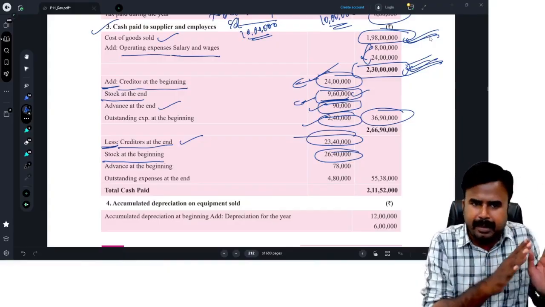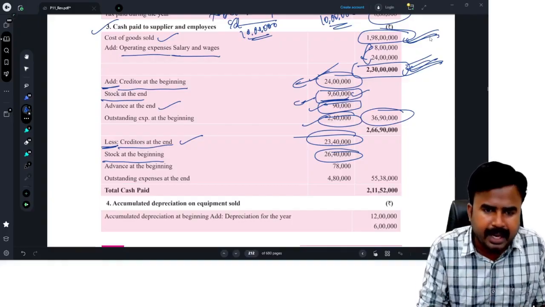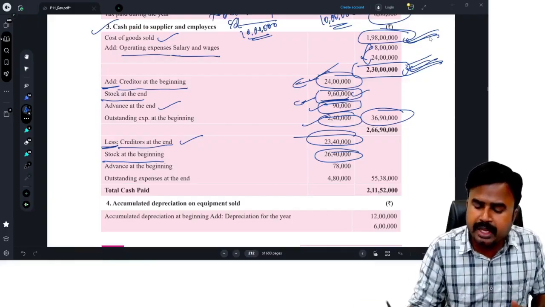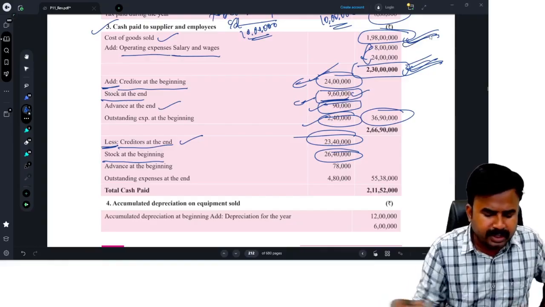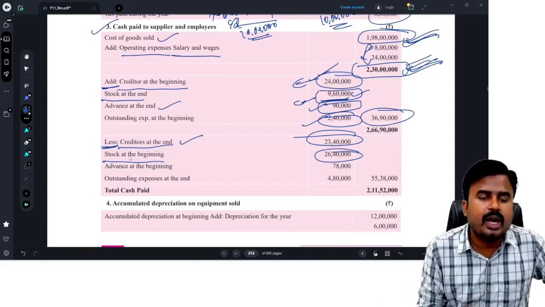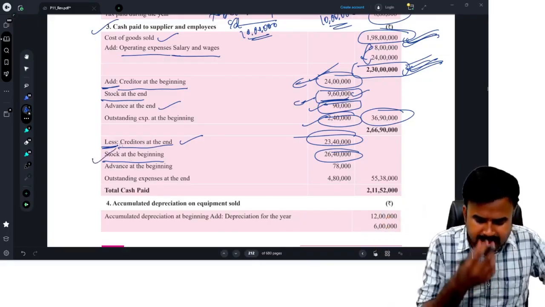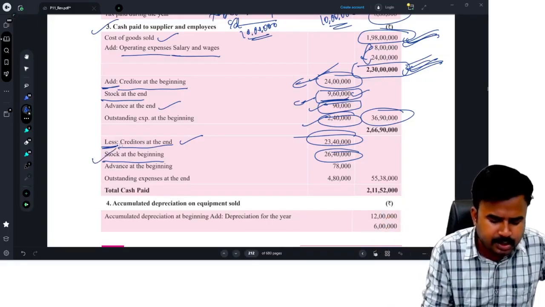They made payment in the last year itself, so you should not add back such an item. We should not include that item in 198 lakhs. For that reason, opening stock should be deducted, because for opening stock we already made payment in the last year. This is the reason why I'm deducting opening stock here.